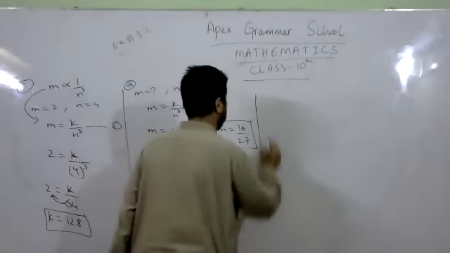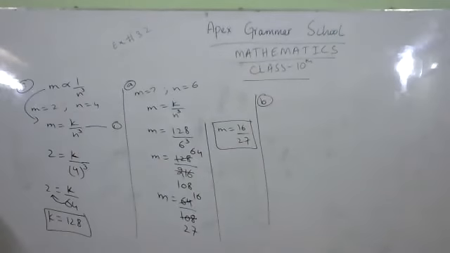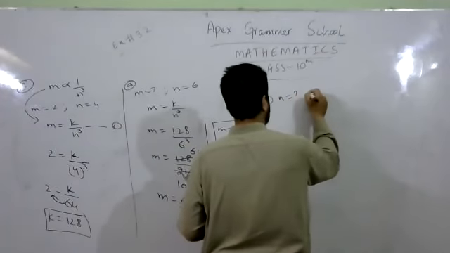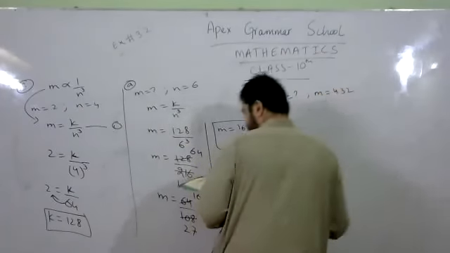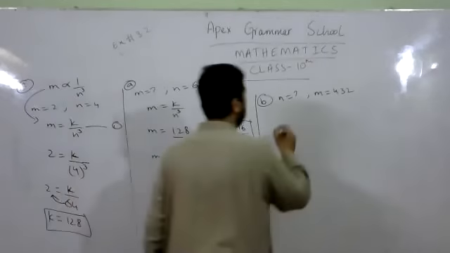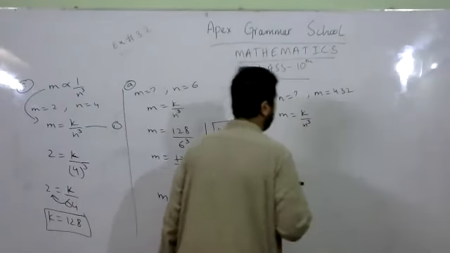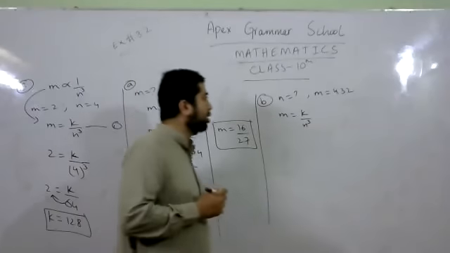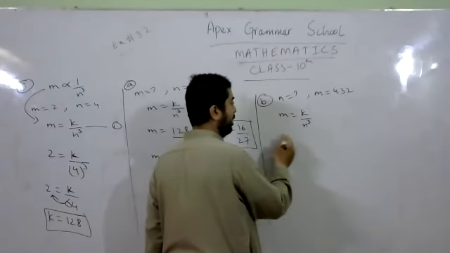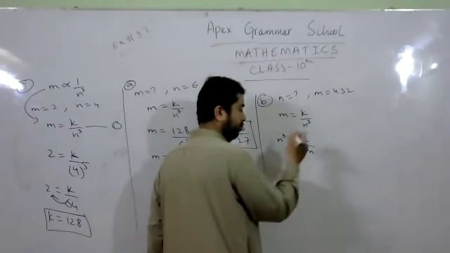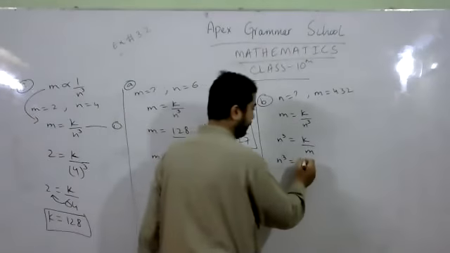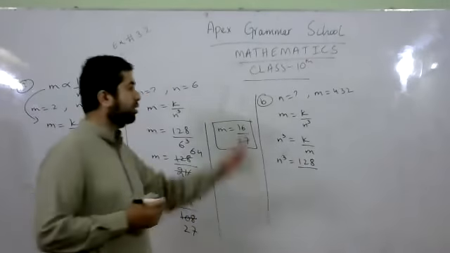Now the last part of this question is, we need to find the value of n, if you are given the value of m, that is 432. So the relation is m is equal to k over n cubed. We just need to find the value of n cubed, so we can reshuffle these values. n cubed will be here and m will be here. n cubed is equal to k over m. Now the value of k we have already, that is 128, and the value of m, that is 432.